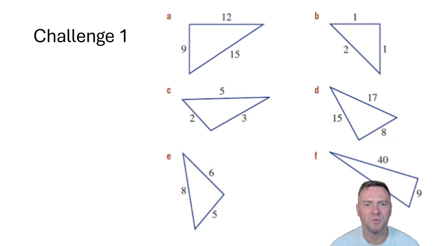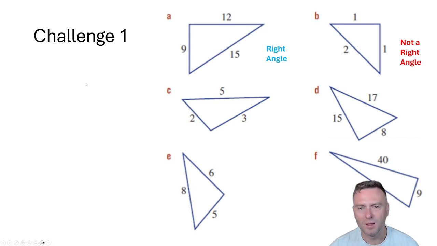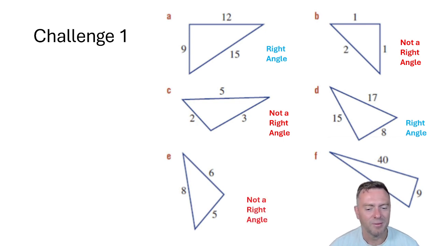Awesome. So what you should have found is that the first one is a right angle triangle if you put it through the rules. This one is definitely not a right angle triangle. Normally isosceles triangles don't work out because of the 1, 1 and the 2, because 1 squared plus 1 squared equals 2, and then the hypotenuse would be the square root of 2. Similarly down here, 2, 3, 5 was not a right angle triangle. This one here was a right angle triangle. The 6, 8, 5 was not a right angle triangle. And lastly, the 9, 40, and 41 was a right angle triangle.